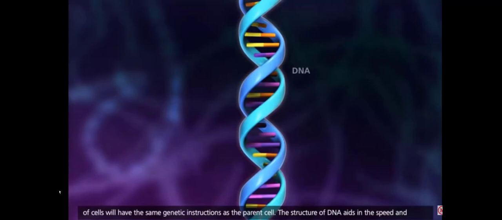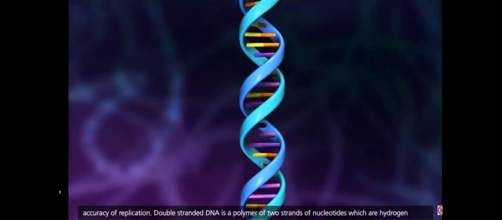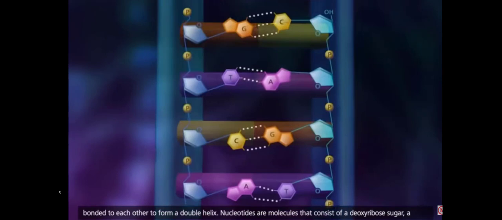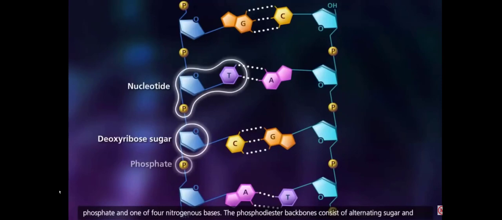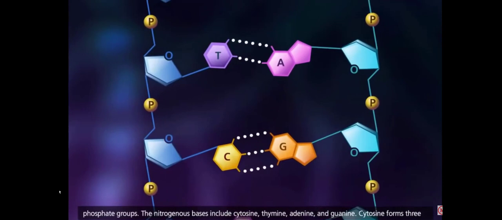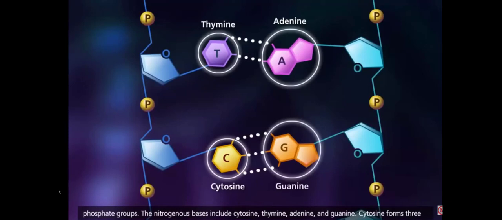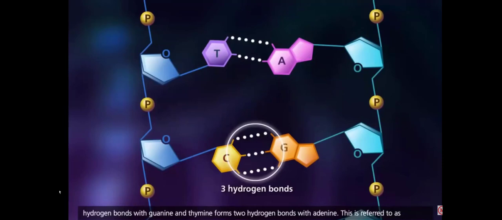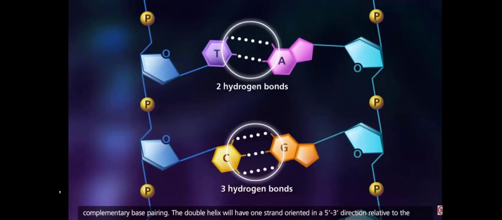The structure of DNA aids in the speed and accuracy of replication. Double-stranded DNA is a polymer of two strands of nucleotides, which are hydrogen bonded to each other to form a double helix. Nucleotides are molecules that consist of a deoxyribose sugar, a phosphate, and one of four nitrogenous bases. The phosphodiester backbones consist of alternating sugar and phosphate groups. The nitrogenous bases include cytosine, thymine, adenine, and guanine. Cytosine forms three hydrogen bonds with guanine, and thymine forms two hydrogen bonds with adenine. This is referred to as complementary base pairing.